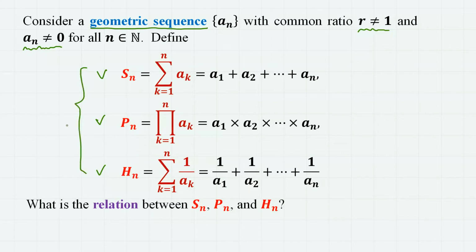Alright, so each definition is pretty clear. Now, what is the relation between Sn, Pn, and Hn? How are these three sums or products related? Okay, let's find that out. We want the simplest expression, so let's just let a1 be a.